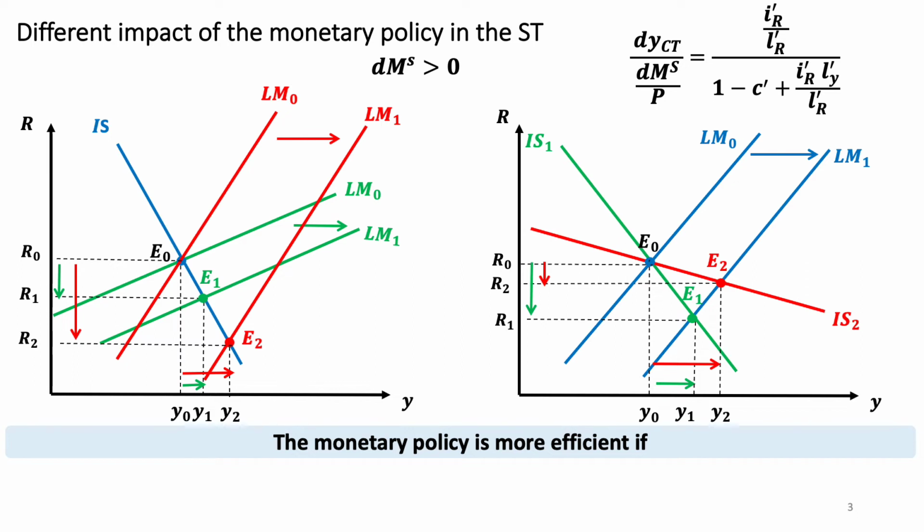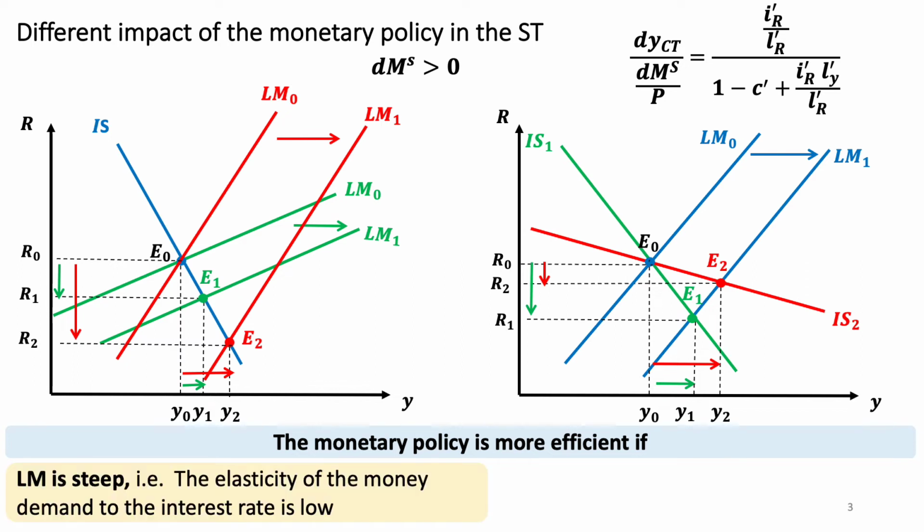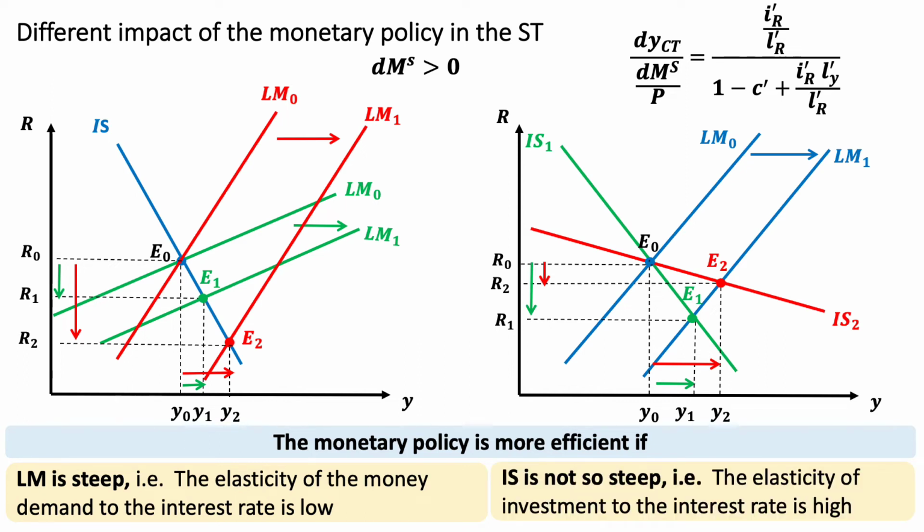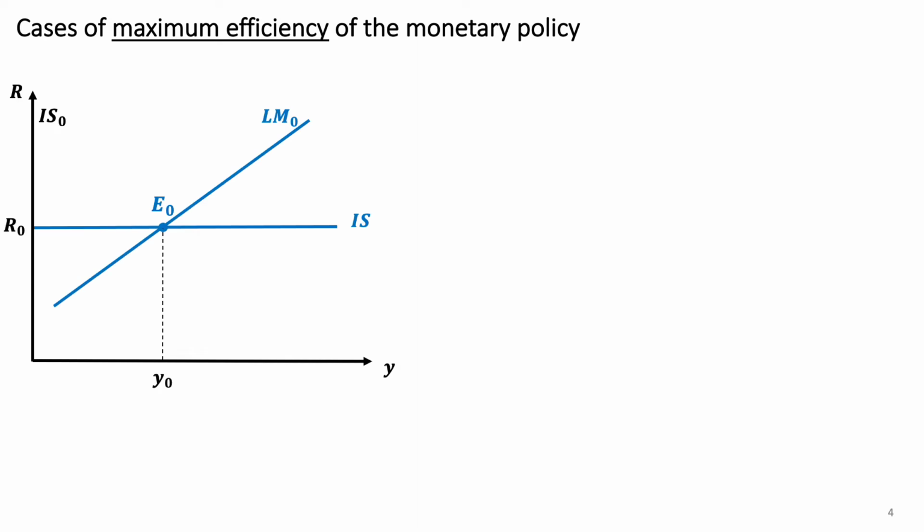Overall, the monetary policy is more efficient if LM is steep, meaning the elasticity of the money demand to the interest rate is low, and if IS is not so steep, meaning the elasticity of investment to the interest rate is high. We can then describe the cases of maximal efficiency of the monetary policy. It is fully efficient when the investment is infinitely elastic to the interest rate, when IS is horizontal.